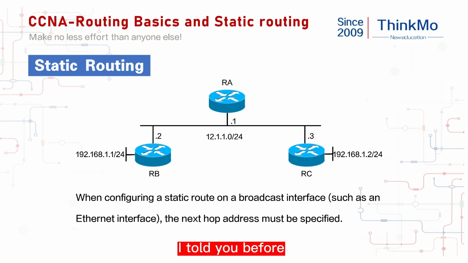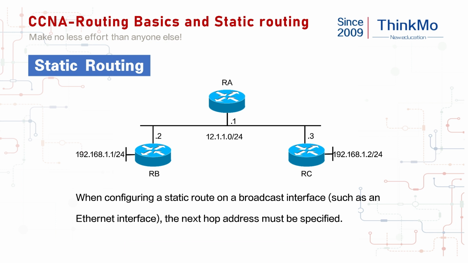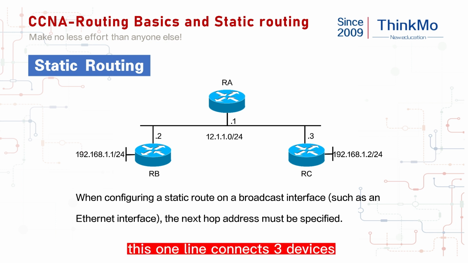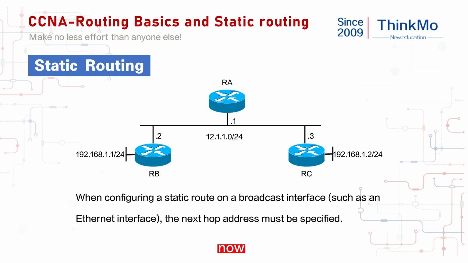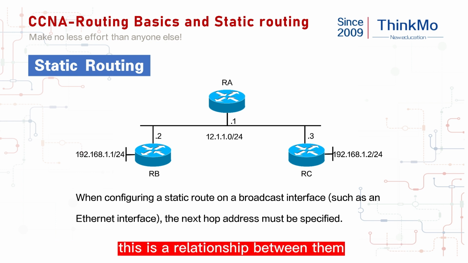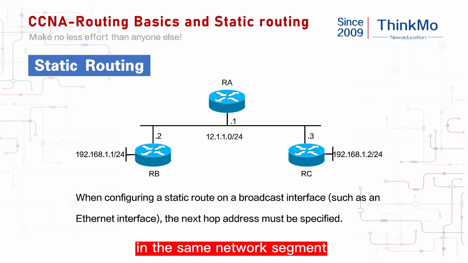I told you before. If we look at the topology in the future, this one line connects 3 devices. Indicates that this is a switched network. It's like a switch is connected in the middle. This is a switched network. It means that they are all on the same network segment now. This is a relationship between them. Now 3 device interfaces, in the same network segment.